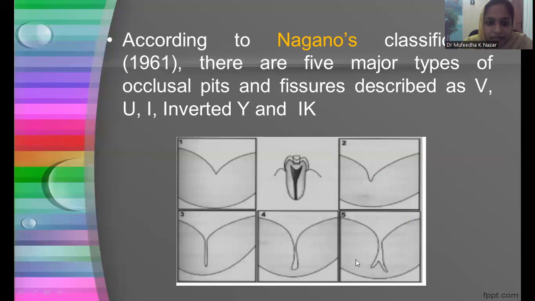Among these, we can see that U and V are quite wide and shallow, which make them self-cleansible and caries resistant, while I, Y and IK types are quite narrow and deep. This narrow slit-like opening and a large base towards the DEJ make them more caries susceptible.